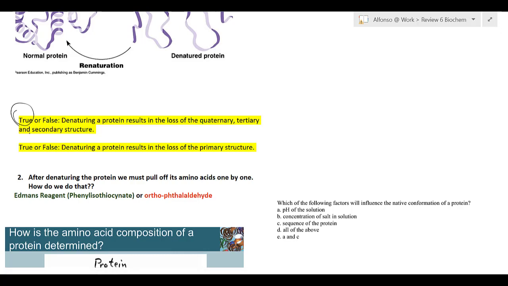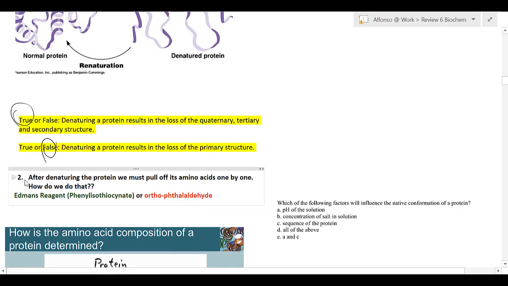What about this one? Denaturing a protein results in the loss of the primary structure. Is that true or false? False. How can you lose the primary structure? Degradation. What are some ways in which you can degrade a protein? Edman's reagent, ortho something aldehyde, and enzymatic cleavage. Did you say those denature? No. You said degrade. Degradation.